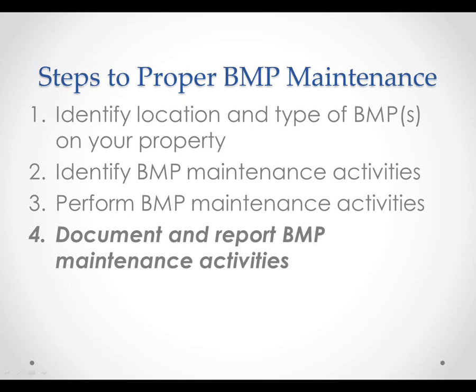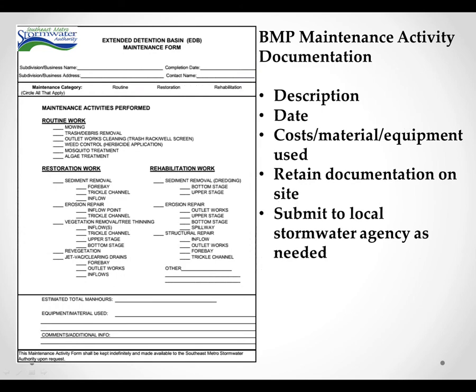Lastly, it is important to document and report BMP maintenance activities. BMP maintenance records should include a description of the maintenance activities performed, the date activities were performed, and the estimated costs. These records can help predict the timing and costs of future maintenance activities and may be requested by the local stormwater agency as proof that the BMP is being adequately maintained.